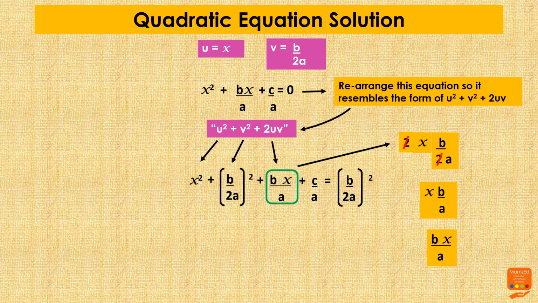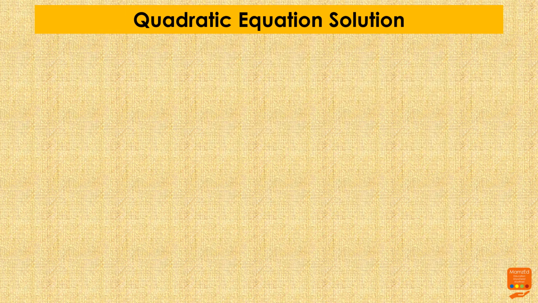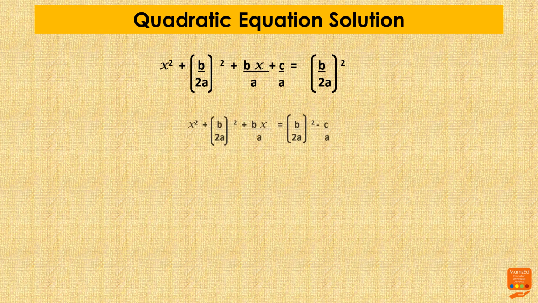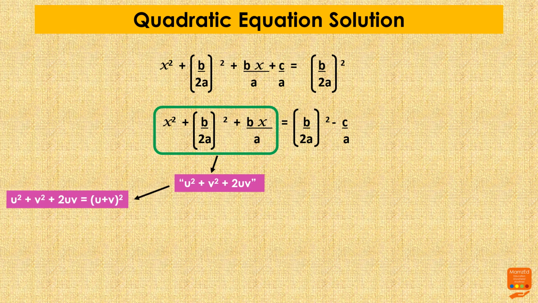So now on the left hand side of the equation we have u square plus v square plus 2uv. And to complete the square on the left hand side, we take c over a to the right hand side of the equation. So the equation becomes x squared plus b over 2a whole square plus bx over a is equal to b over 2a whole square minus c over a. So now we can write the left hand side of the equation as x plus b over 2a whole square, and the right hand side of the equation remains b over 2a whole square minus c over a. So this is how you actually complete the square of a quadratic equation.